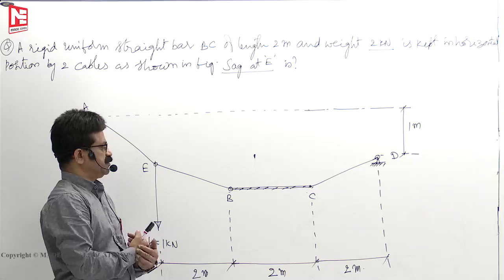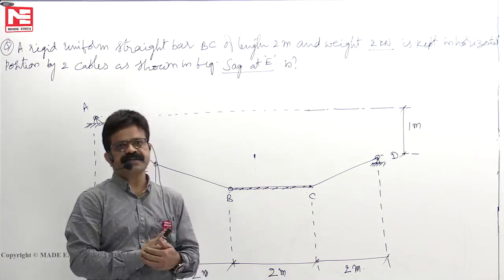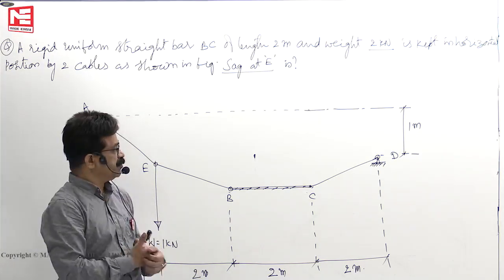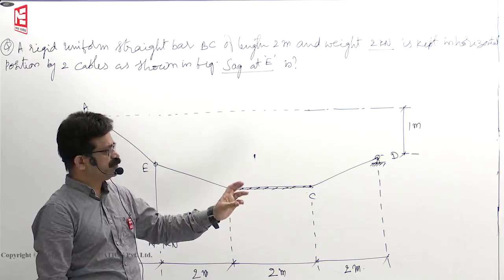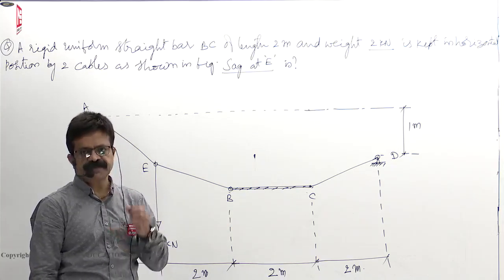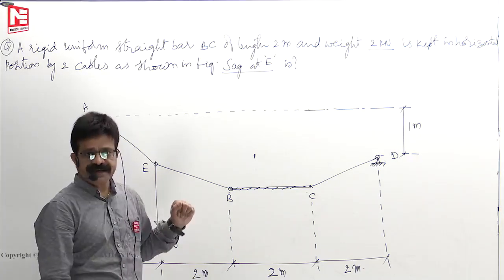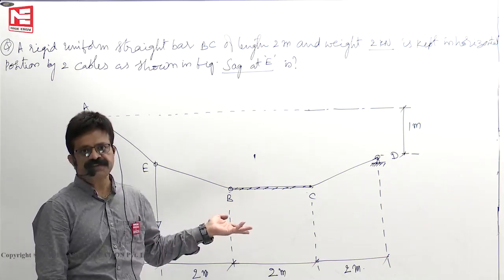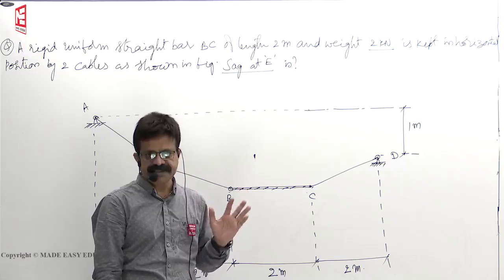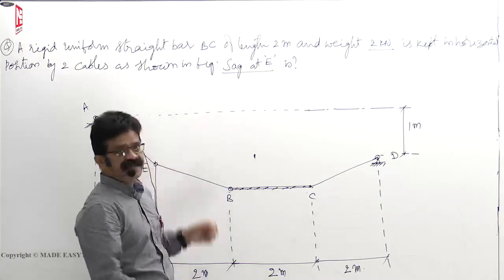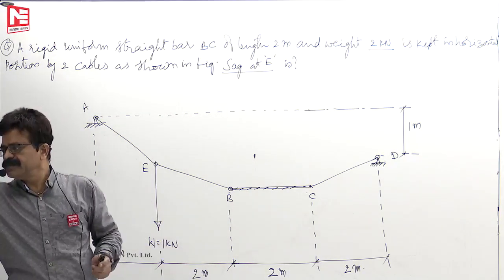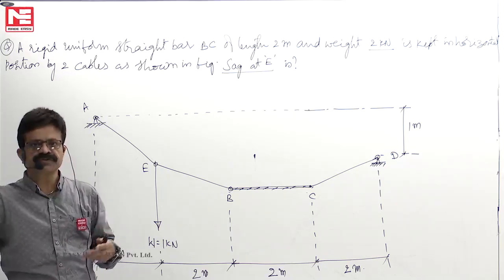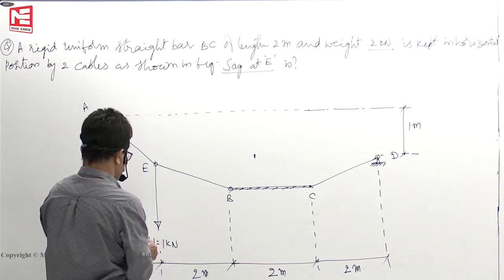In one of the engineering services, it was a 12 marks question, where you have to explain in say 2 minutes time. But if it is asked in a GATE type examination, which is a 2 marks question, you must finish off in 30 seconds time. What is the sag at E? Okay, so let us see how we should think of the problem.